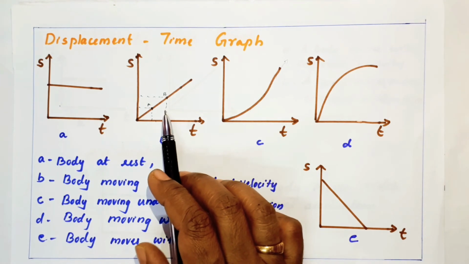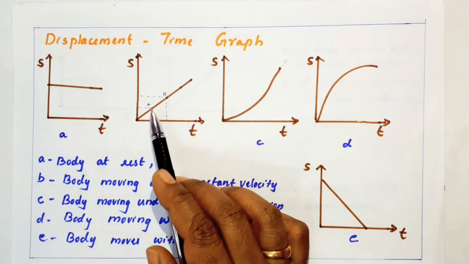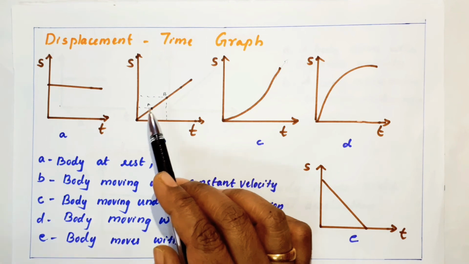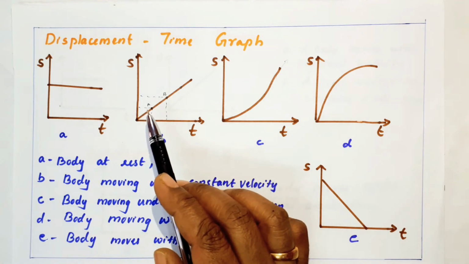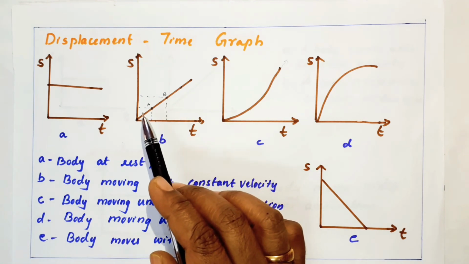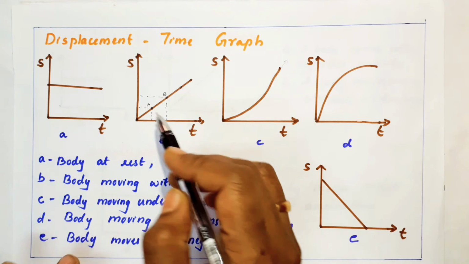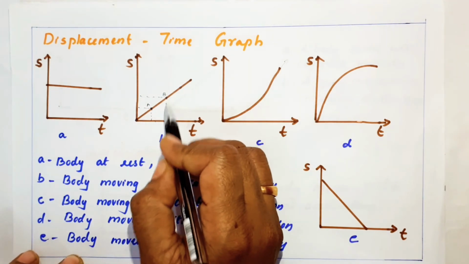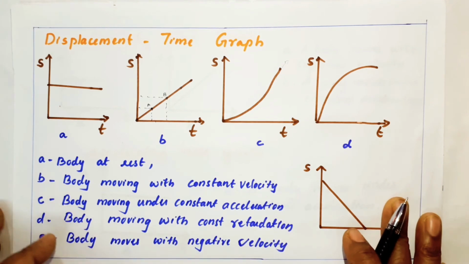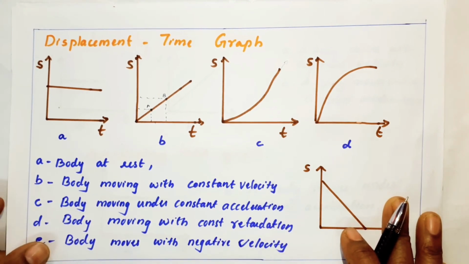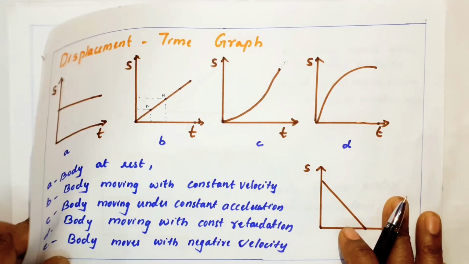I told you a main thing, why I said constant velocity: because in this graph, if you take the slope of any 2 points, what is meant by slope? Delta y by delta x, or y2 minus y1 by x2 minus x1. You take the difference of this value by the difference of this one, and we get a constant value only. That is the reason we say the body moves with constant velocity.